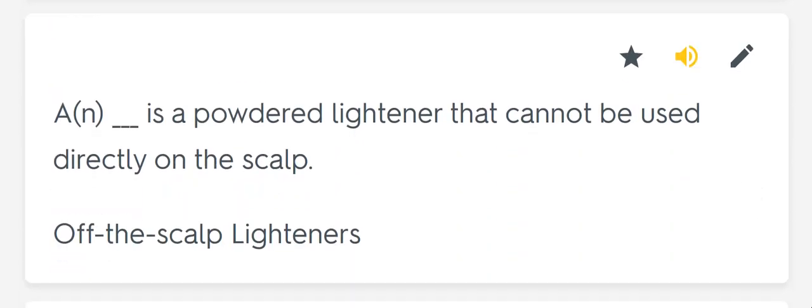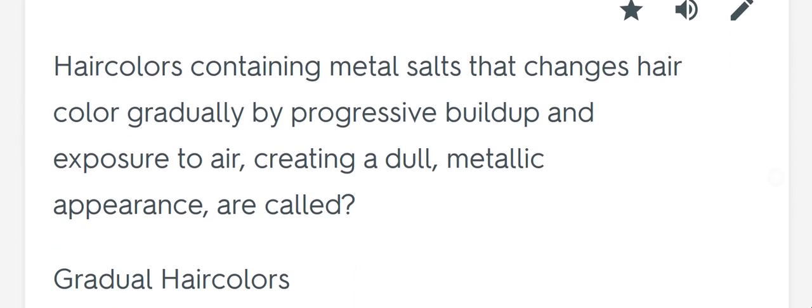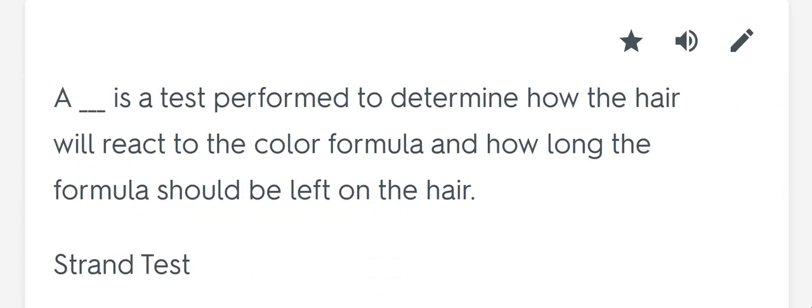An off-the-scalp lightener is a powdered lightener that cannot be used directly on the scalp. Hair colors containing metal salts that change hair color gradually by progressive buildup and exposure to air, creating a dull, metallic appearance, are called gradual hair colors. A strength test is a test performed to determine how the hair will react to the color formula and how long the formula should be left on the hair.